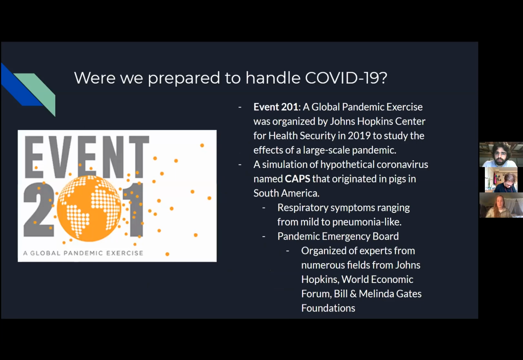So based on this information, were we prepared to handle COVID-19? Well, there isn't a clear answer, but there have been several simulations that have been run over the years to try and predict what would happen if there was a worldwide pandemic. One of these is notably Event 201. It was held in 2019. It ran a simulation of a hypothetical coronavirus, and it was organized by experts from numerous fields. And they decided to run a simulation to see what the worldwide effects of this virus would be.